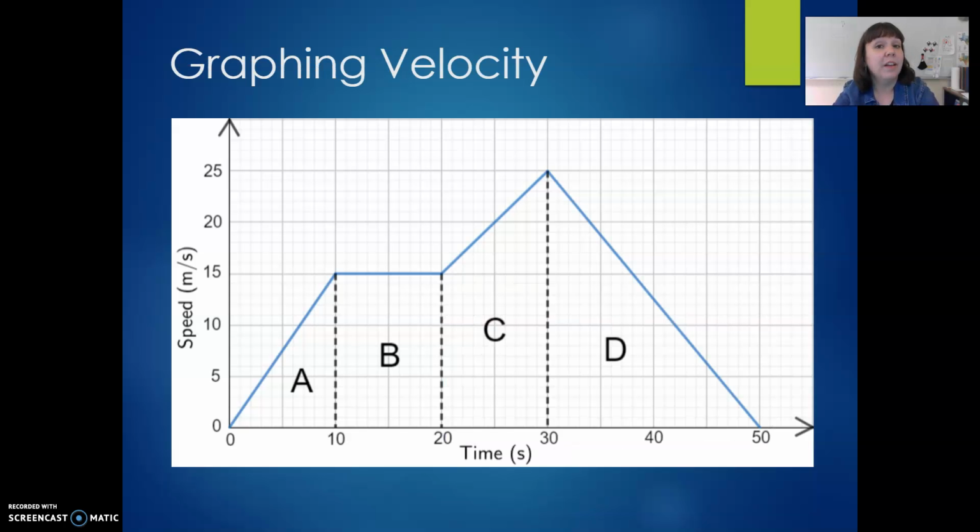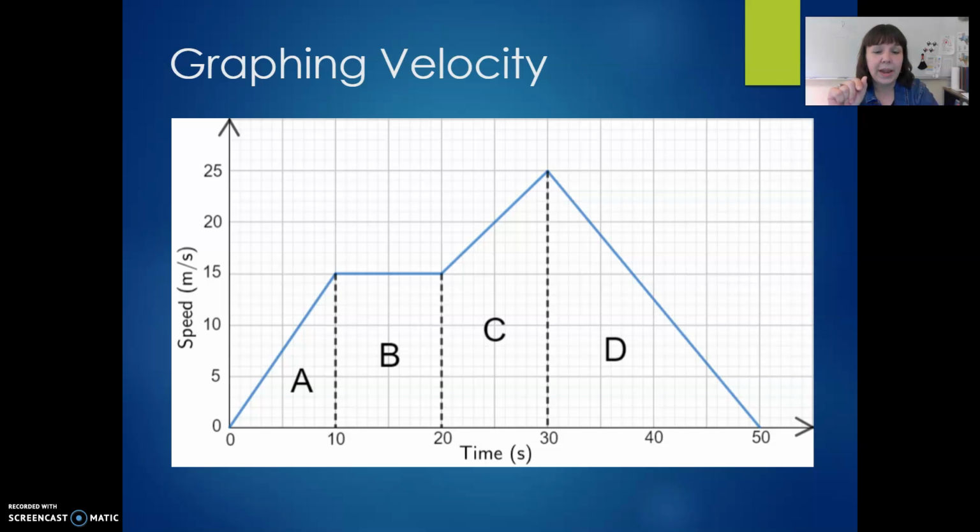So we can graph velocity just like we graphed position. They look very similar, but we're going to make ourselves a way to organize the way that they look and interpret these graphs because they can get pretty confusing. So if you notice on our graph down here, from 0 to 10 seconds, we have gone from 0 meters per second, we were not moving, up to 15 meters per second. We sped up. We have a positive acceleration, okay?